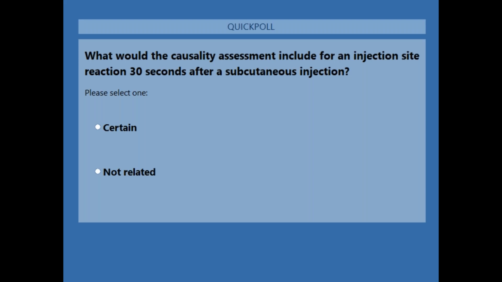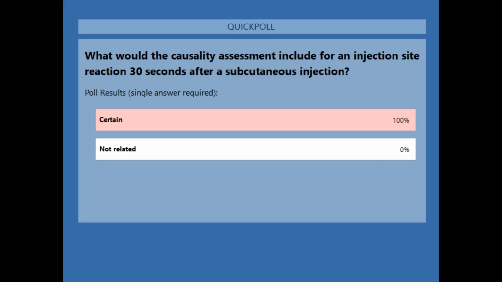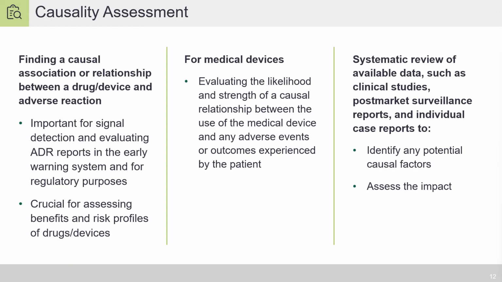Oh, wow. Okay, everyone has cast their vote. That was quick. Thank you so much, everyone, for participating. I'm now going to close the polls and take a look at the results. Okay, so 100% of our audience said certain. I guess I'd like to know what the answer is. Now back to you.